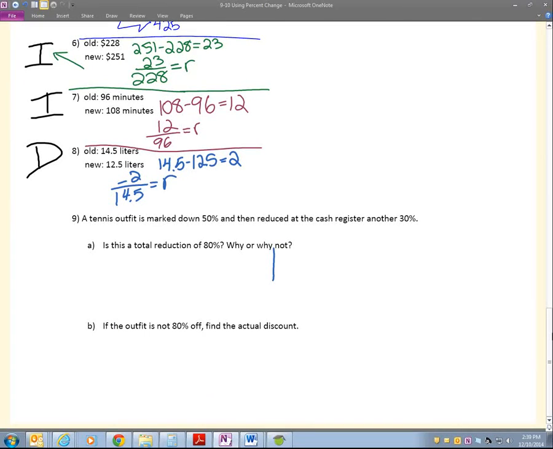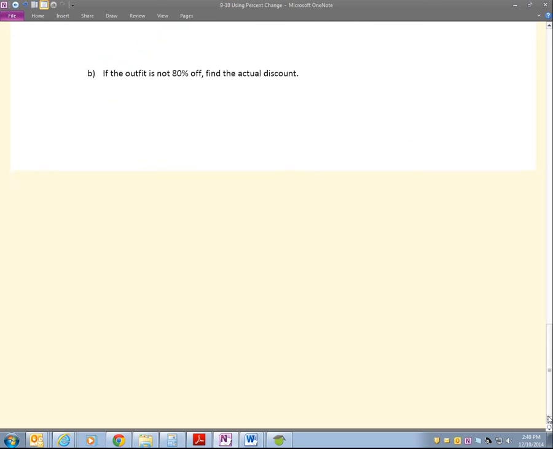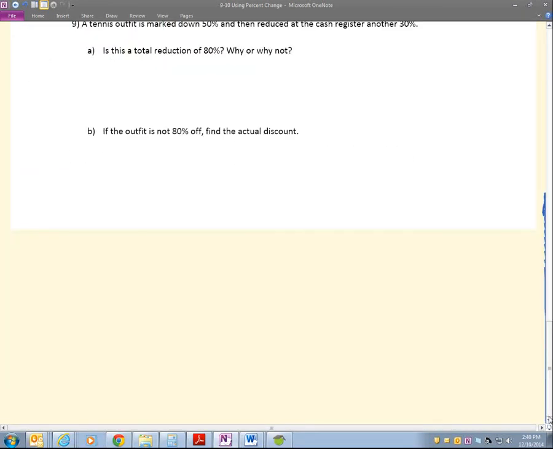Now, we didn't even come close to this in the other classes, so good job, guys. A tennis outfit is marked down 50%. It's marked down, come on. There we go. It's marked down 50%, and then reduced at the cash register for another 30%. Right? What is the total? Is this the total reduction of 80%? Why or why not? Why not, or why so, Sam?